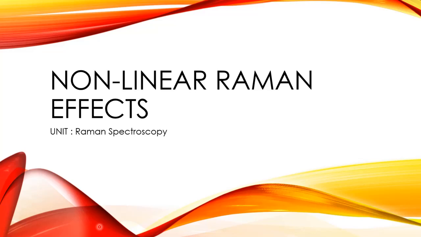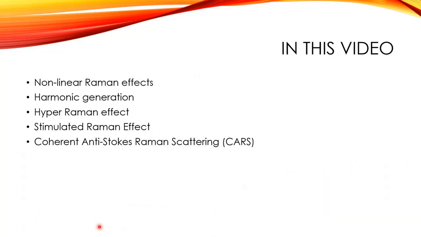So, many variations were tried with Raman spectroscopy, and one such variation is changing the source of radiation or the source of input. By changing the source of input to a coherent source, that is a laser, we get nonlinear Raman effects. In this video, we will talk about nonlinear Raman effects: harmonic generation, hyper-Raman effect, stimulated Raman effect, and coherent anti-Stokes Raman scattering.